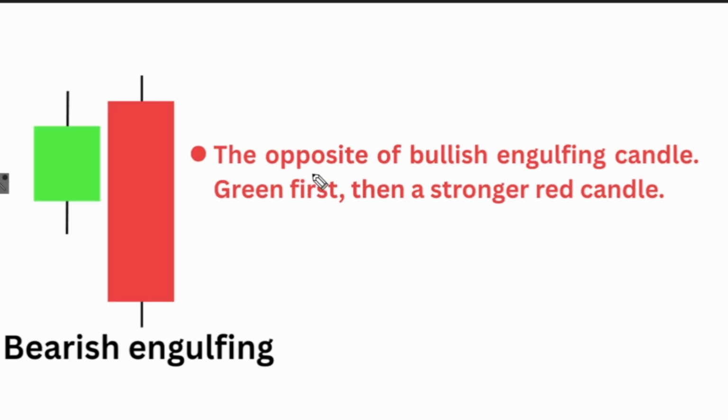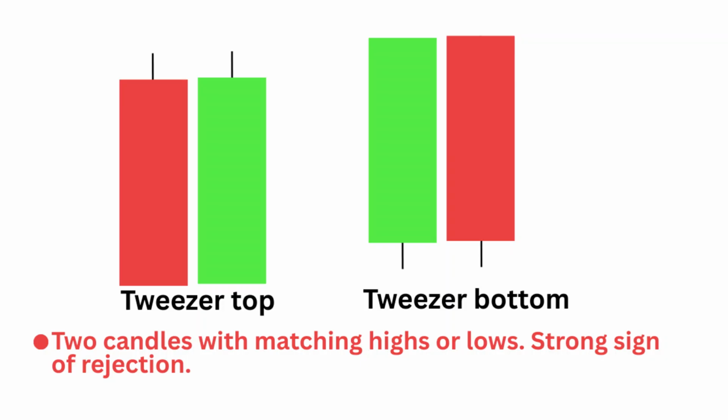Bearish engulfing, the opposite of the bullish engulfing. Green first, then a stronger red candle that fully engulfs the previous one. Tweezer bottoms, tweezer tops: two candles with matching highs or lows. Strong sign of rejection.